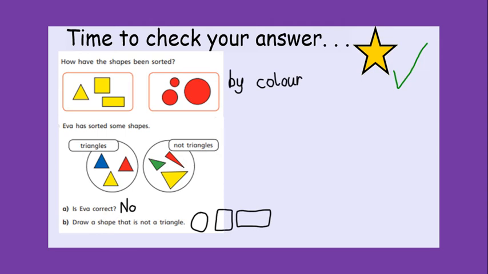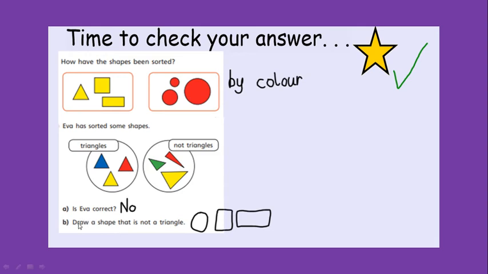Then the next question was, Eva has sorted these shapes into triangles and not triangles. And my first question for this part was, is Eva correct? And the answer is no, she is not. If you look here, Eva has put all the standard triangles together. So all these triangles are a nice standard size and shape. And she's put all the different type triangles in the not triangle section, but they are still triangles. They still have 3 corners and 3 sides. So well done if you knew that.